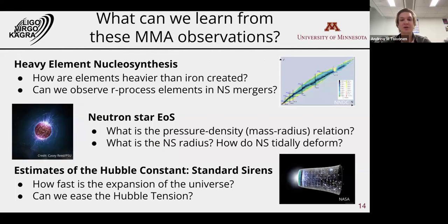What can we actually learn from these multi-messenger observations, which is combining the gravitational waves with the actual EM observations, or neutrinos? But first one, heavy elements nucleosynthesis. So how are heavy elements created in the universe? So these are elements heavier than iron, and can we observe these R process elements in the neutron star mergers? And so why is this important?